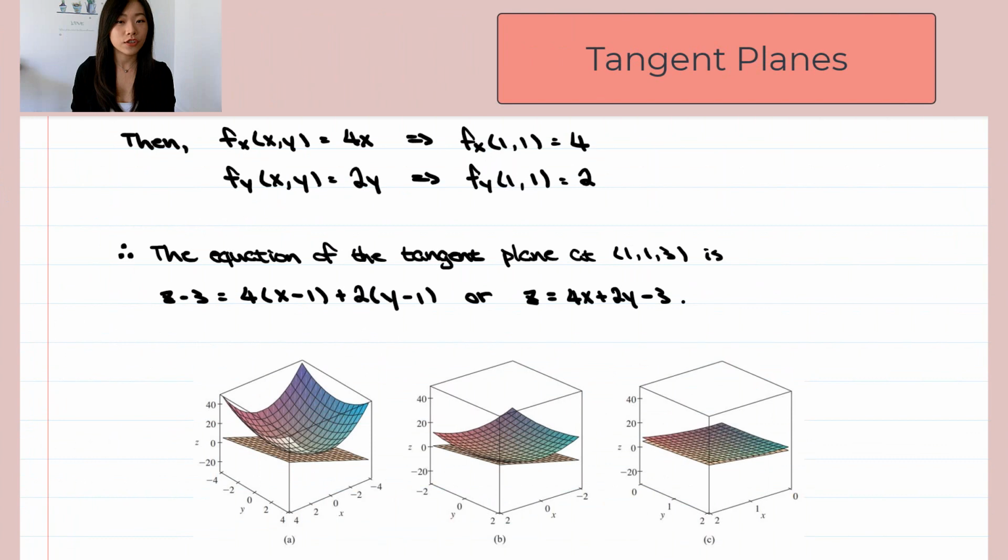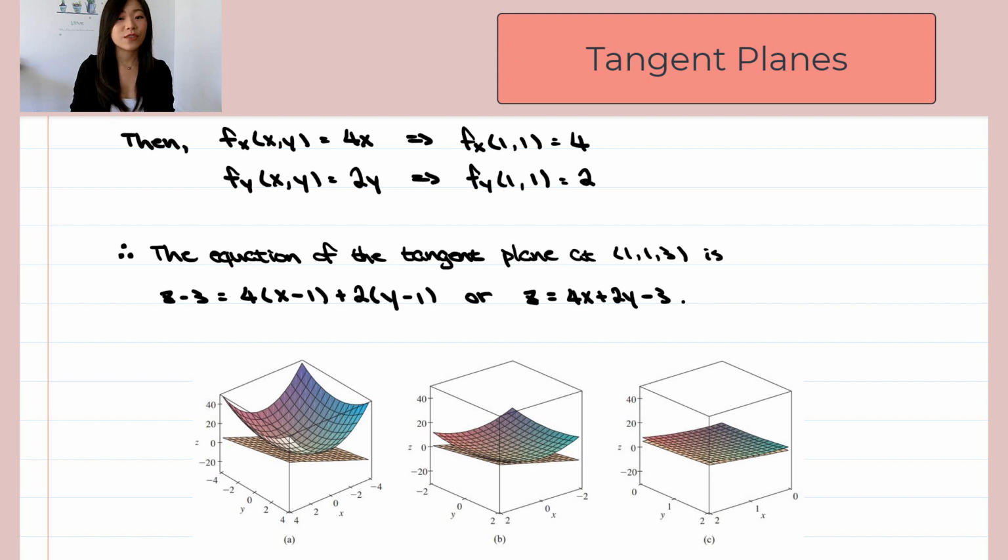The figure below shows the surface f of x and y, and also the tangent plane at the point 1, 1, and 3. In panel A, we can see the shape of the surface and the tangent plane at this point 1, 1, and 3. Then in panels B and C, we start to enlarge the surface. You can note from the x and y axes, it was -4 to 4, and now we enlarge to -2 to 2. So we see that the surface starts to resemble a flat plane. And if we enlarge even more, in panel C, now the axis is from 0 to 2, we see that the surface resembles the tangent plane.